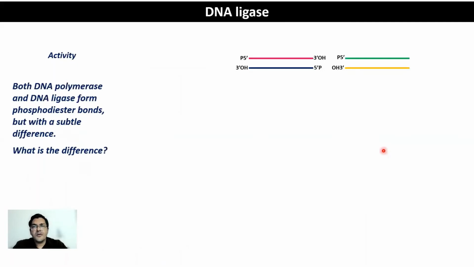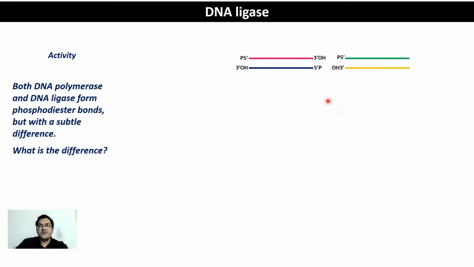So let's now have a look at the function of DNA ligase. So here are two DNA molecules. This is molecule 1, this is the other molecule here. And if you see, they are positioned in such a way that the 3' OH of one is in an adjacent position to the 5' phosphate of the other. Likewise, the 5' phosphate on the bottom strand of one molecule is adjacent to the 3' OH on the other molecule on the other strand.